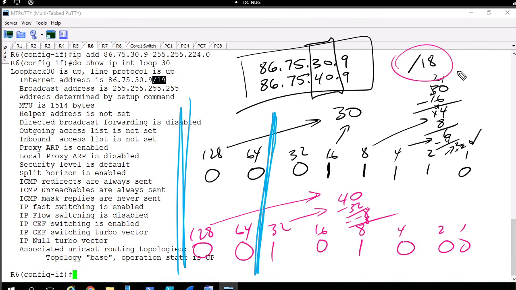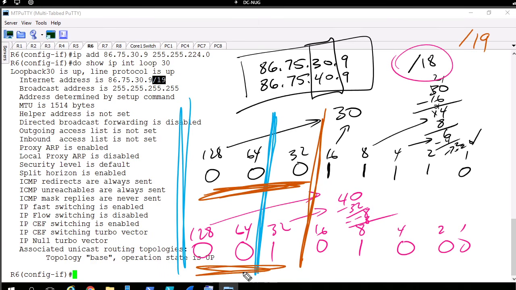If we changed it to a 19-bit mask, and I'll put this in a different color, if we had a /19 and the mask was here as the dividing line, these 3 bits from the client with .30 are different than these 3 bits from the client with .40, and as a result, they would be on different networks. And I'm going to share with you, you don't need to memorize that part yet.